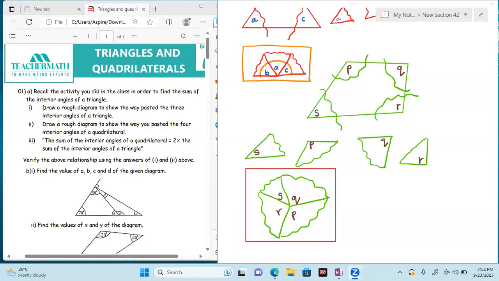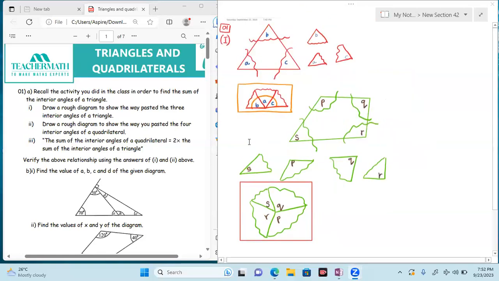Please write down the answer for the first one. Write down the answers for the first part and the second part.